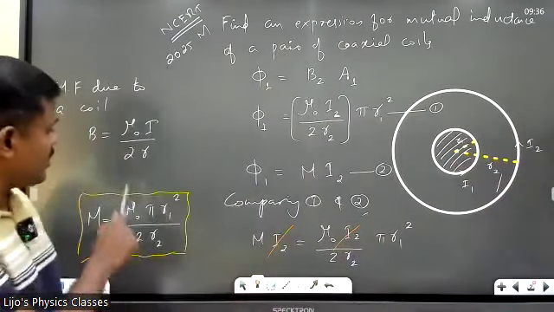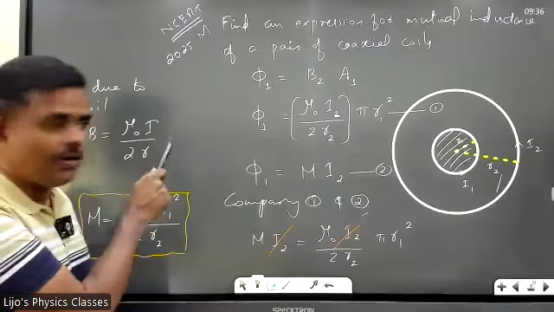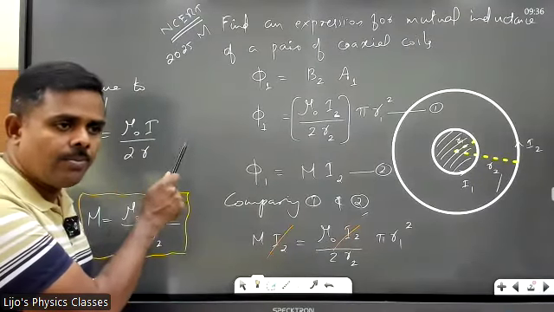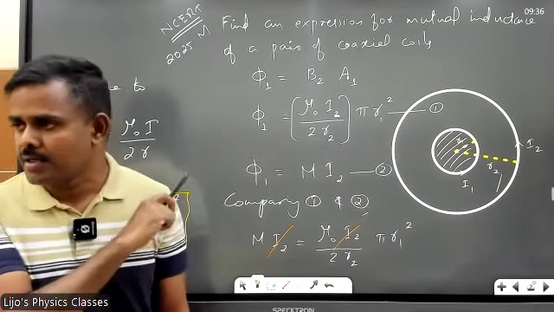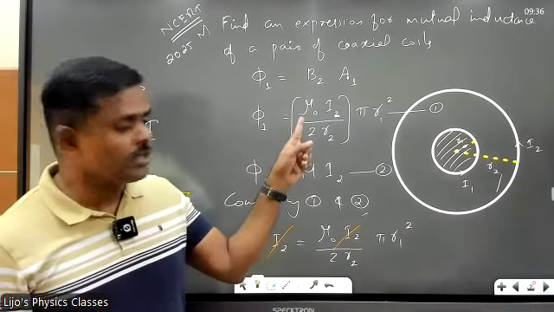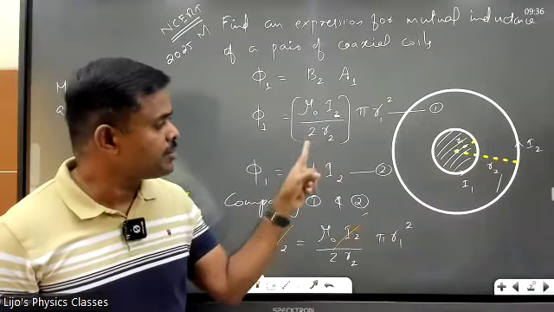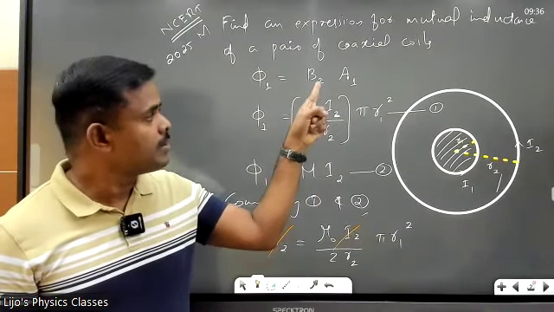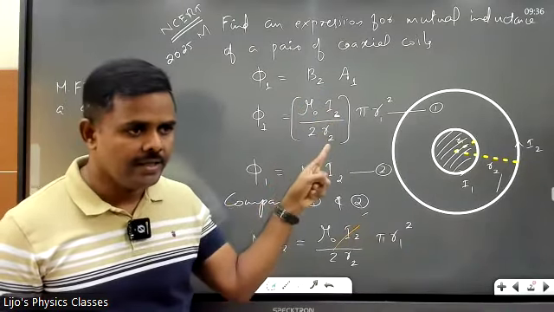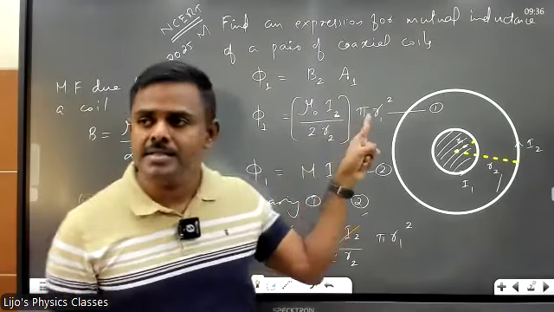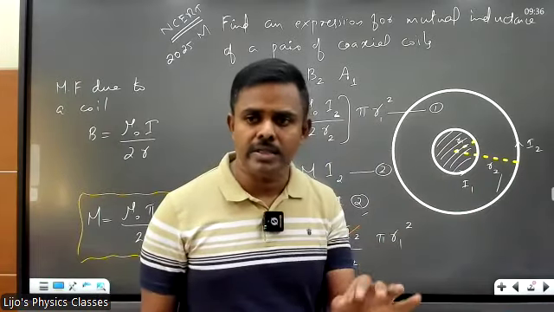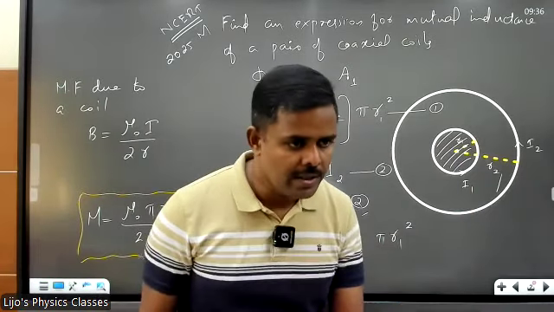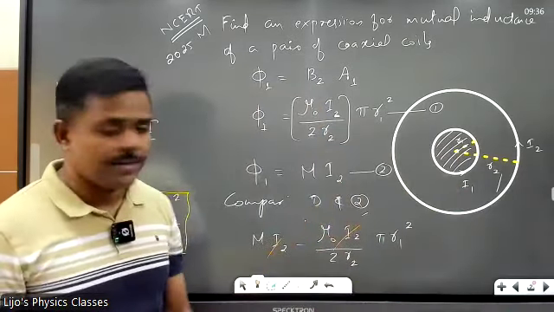What is the magnetic field's equation? Coil's magnetic field, we learned it before: mu 0 I by 2R. Correct. I'm putting it here: mu 0 I2 by 2R2. Why 2? Because it's all 2 right here. And the area of the circle is pi R square. This is a circular coil. They'll give you a circle, this is a standard question. Pi R1 square.